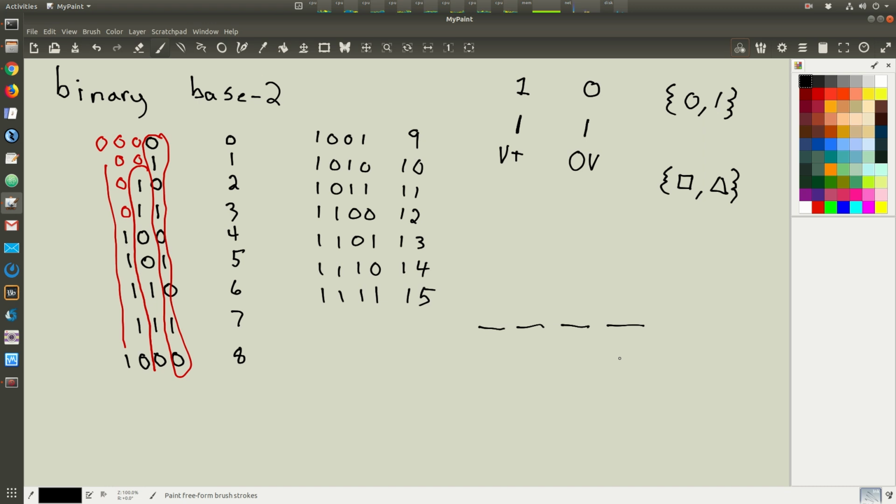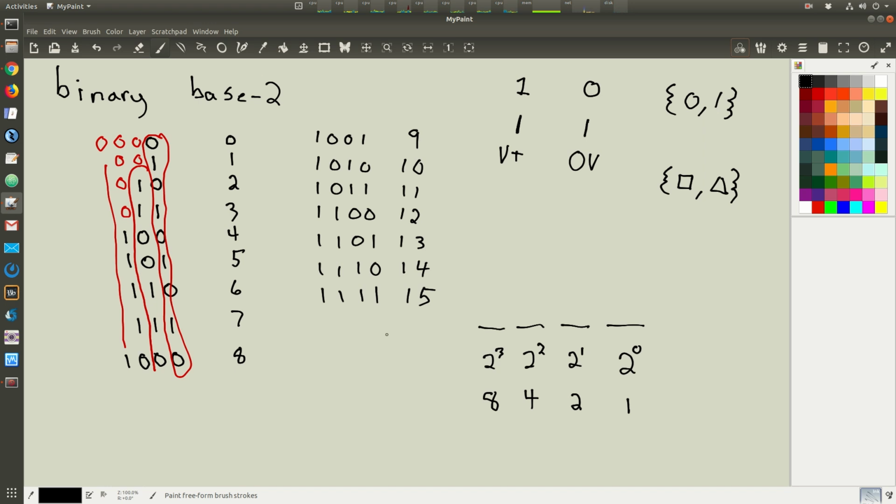Okay, so again, we write out our digits and we have 2 to the 0 power, 2 to the first power, 2 to the second power, and 2 to the third power. Alright, anything to the 0 power is 1, so that's the units place. This is the 2's place. This is the 4's place. 2 times 2 is 4. 2 times 2 times 2, that's 2 to the third, is 8.